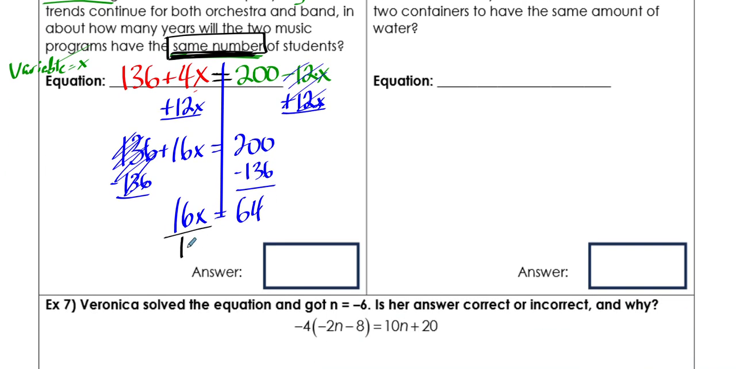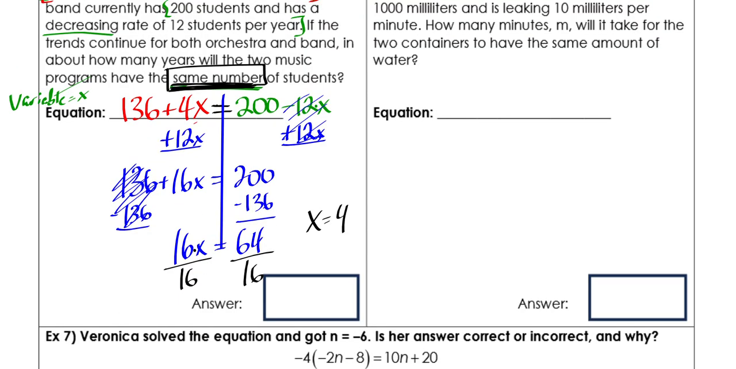Last step is almost always the same. Divide away that coefficient because that's multiplying. So x is 4. Actually, I'm going to write x is 4 here and really answer the question here. How many years is really what I'm asked, so I'm going to say 4 years. So after 4 years, they're going to have the same number of students in the orchestra and bands programs.